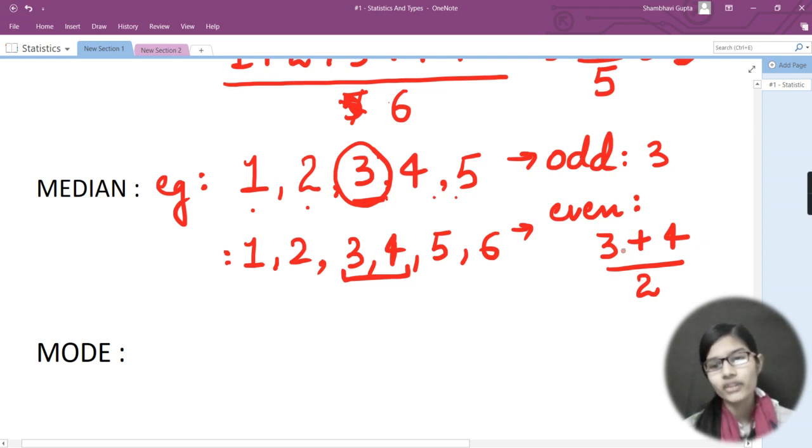So what is this? 4, 5, 6, 7. We have 7 by 2. That is 3.5. So the median for this even number list is 3.5 and the median for the odd number list is 3 only. So I hope I made the median thing clear to you, what is median and how do we find out the median.